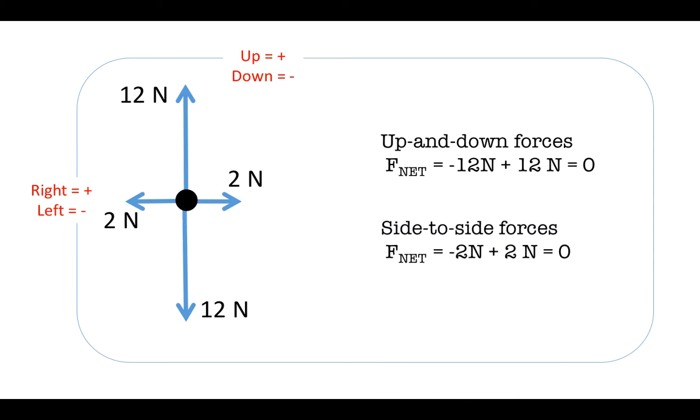Similarly, if we look at the side-to-side forces, we're going to have a force of 2 newtons to the left, so that would be a negative 2 newtons, added to a positive 2 newton force to the right, and again we're going to get a net force side-to-side of 0.